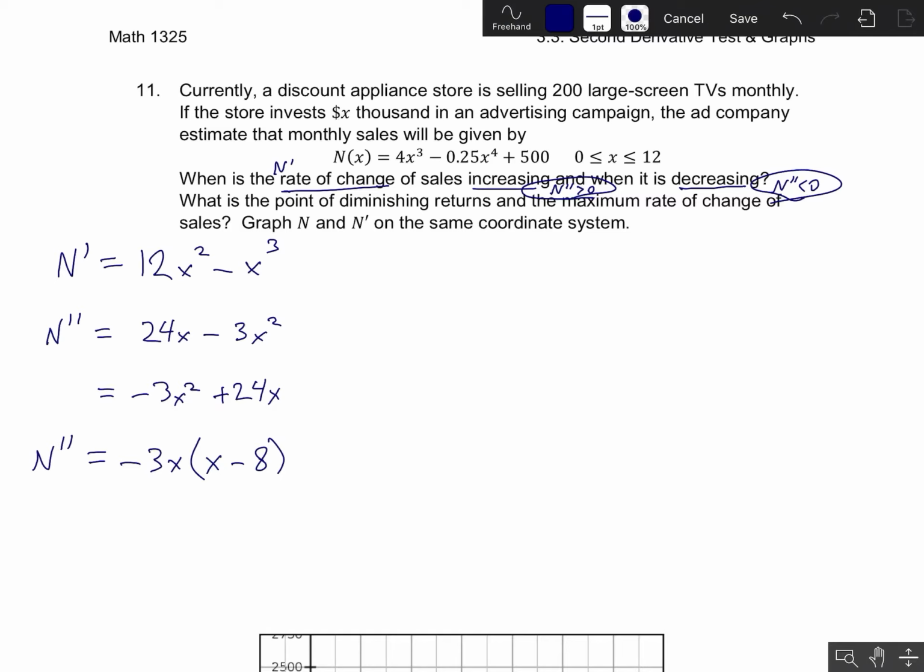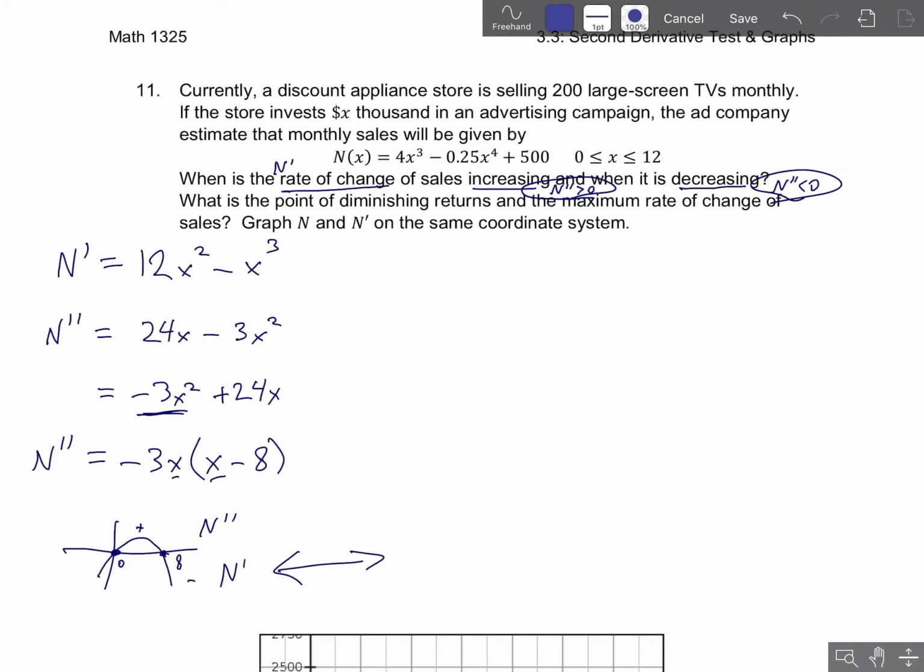And from here, it's easy to see what the zeros are for n double prime. We see that n double prime is 0 if you plug in x equals 0, and it's also 0 if you plug in x equals 8. N double prime is also a quadratic that opens down because its leading coefficient is negative. So if you remember how to graph quadratics, the graph of n double prime will look like this. It'll have a root at 0 and it'll have a root at 8. And n double prime will be positive between 0 and 8, and it'll be negative thereafter.